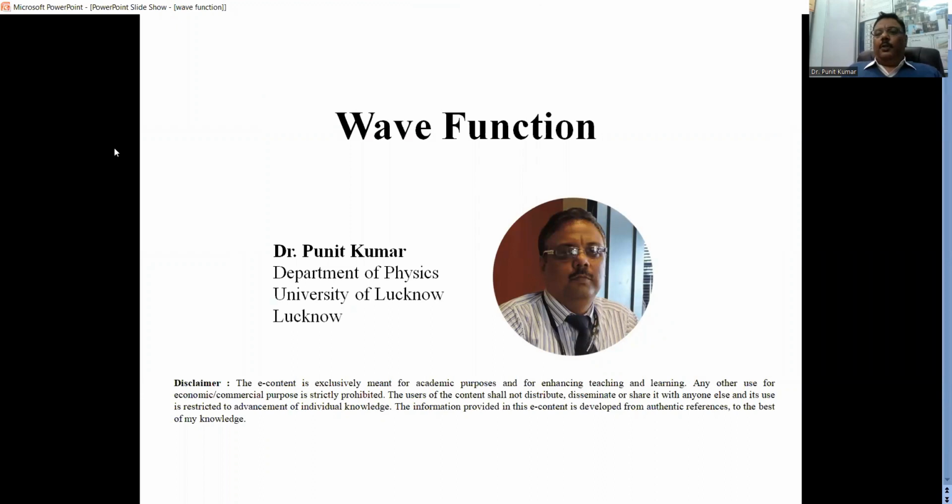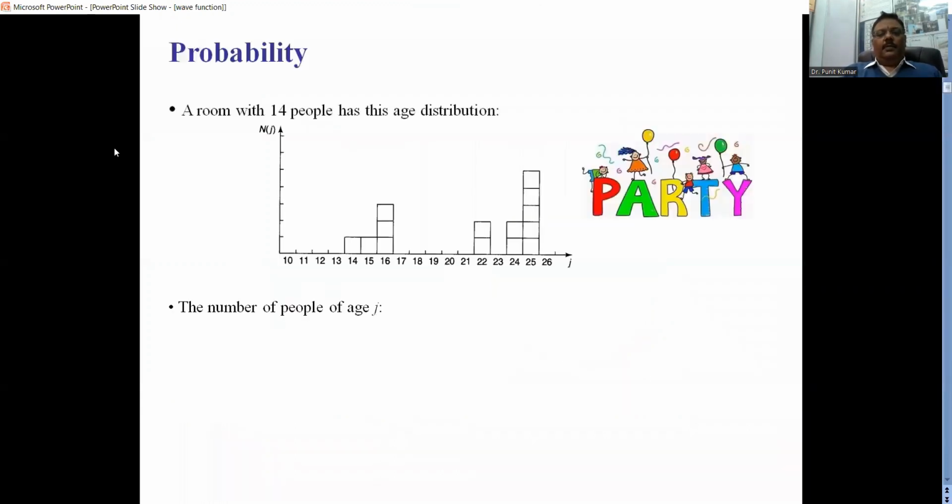Today we are going to talk about wave functions and their importance and significance in quantum mechanics. So we start with the basic concept of probability.